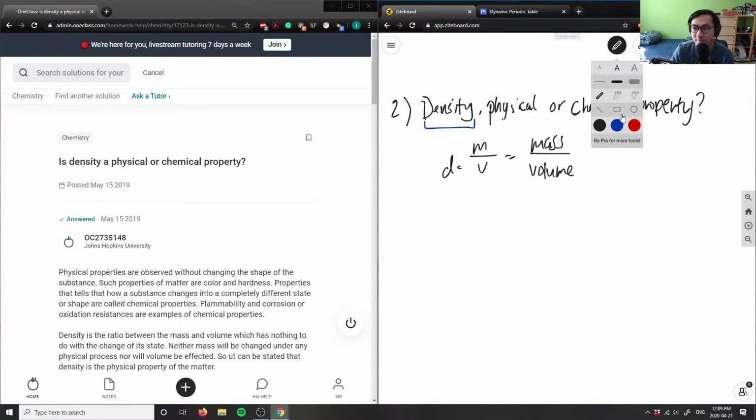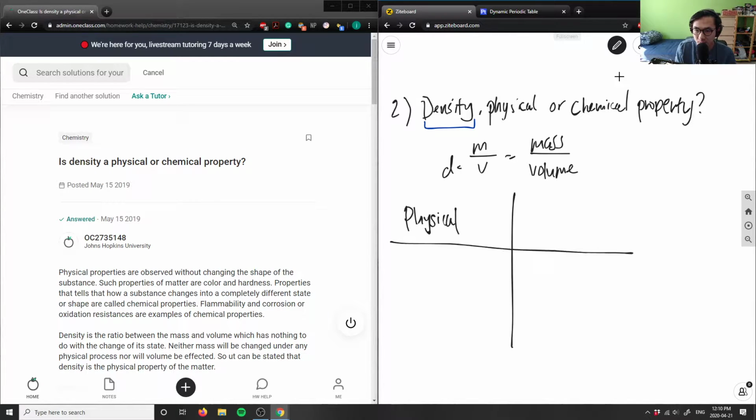So when we talk about this concept of physical and chemical properties, remember physical properties. What do we have for physical properties? Actually, let's make a list of physical and chemical properties first. So physical, and then I'll just make a T list or something like that, and then I'll make chemical properties.